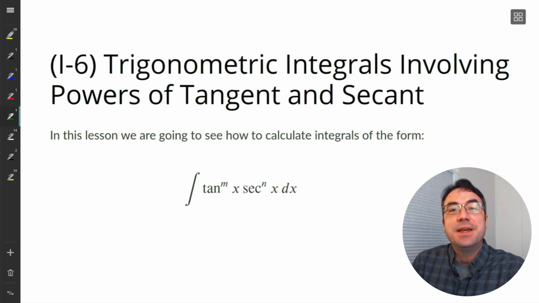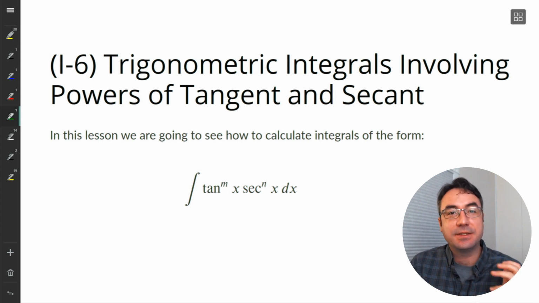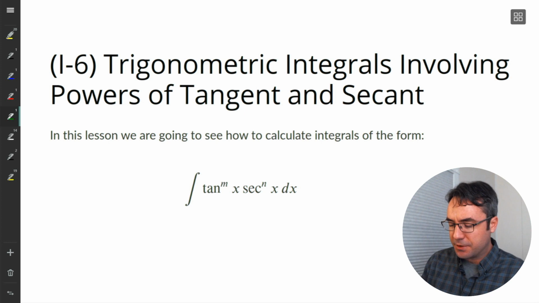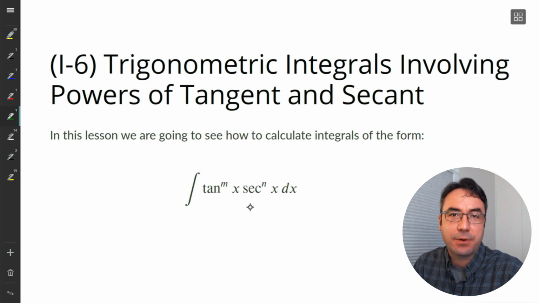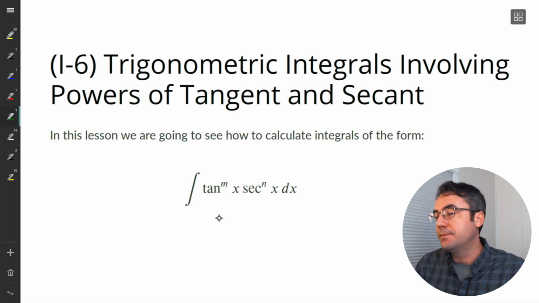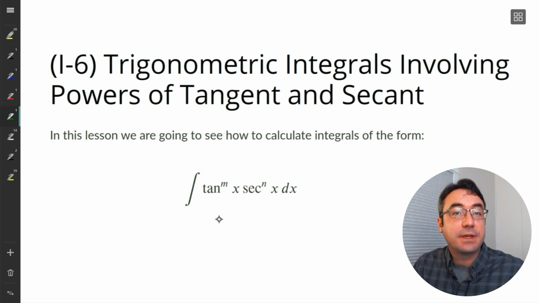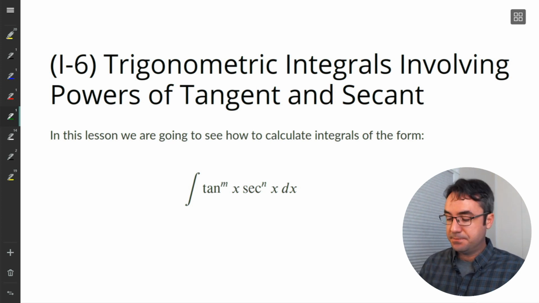All right, welcome everyone. Today we're going to look at how to calculate trigonometric integrals where we have powers of tangent and secant. So integrals of the form tan of x raised to the power m times secant of x raised to the power n. We're going to start this today. And the strategy is going to feel fairly similar to what we saw with our trigonometric integrals involving sines and cosines. So we're going to have developed similar strategies.